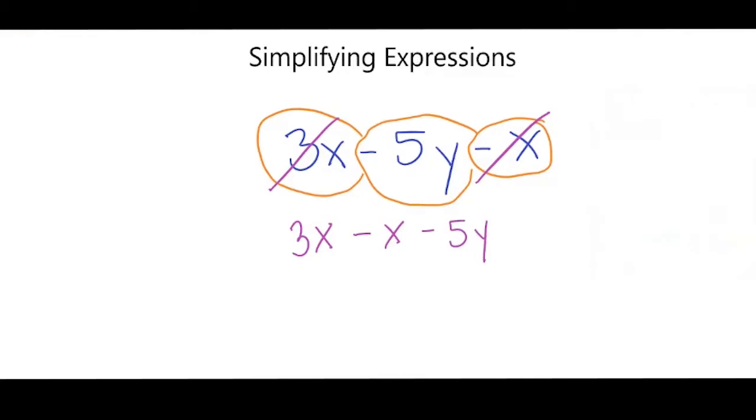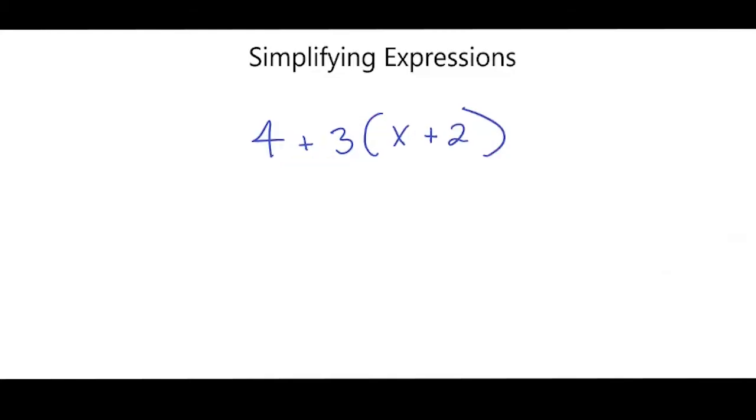So now I'm going to simplify by combining like terms or collecting like terms. So now I see I have a 3x minus x. Well, that's the same as 3x minus 1x. 3x minus 1x is 2x. And then I'll bring down the minus 5y. And 2x and 5y are not like terms, so I can't combine them. So that means that my final answer is 2x minus 5y.